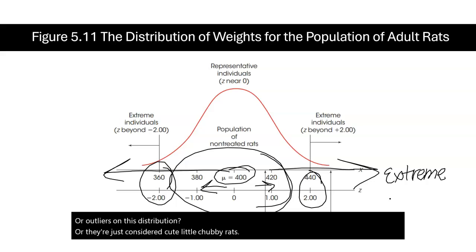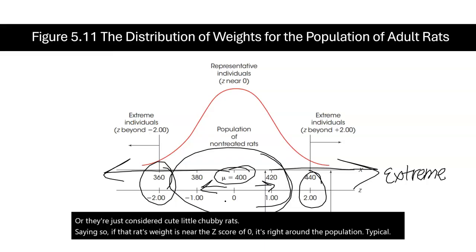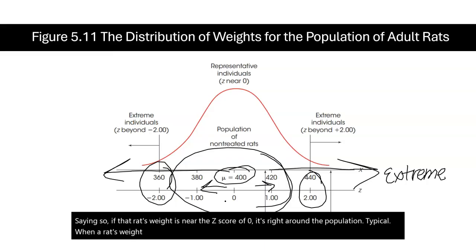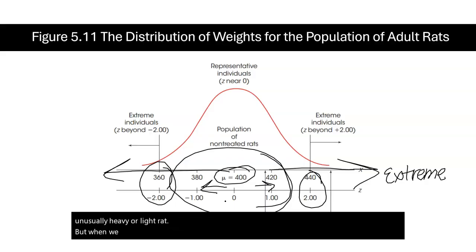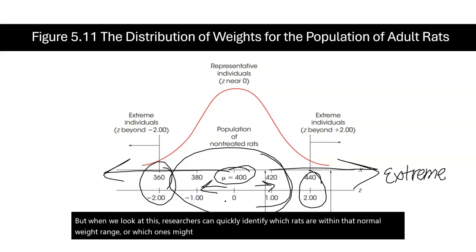So, if that rat's weight is near the z-score of 0, it's right around the population typical. When a rat's weight is near the plus or minus z-score, it's far from the average, indicating an unusually heavy or light rat. But when we look at this, researchers can quickly identify which rats are within that normal weight range or which ones might need special attention.